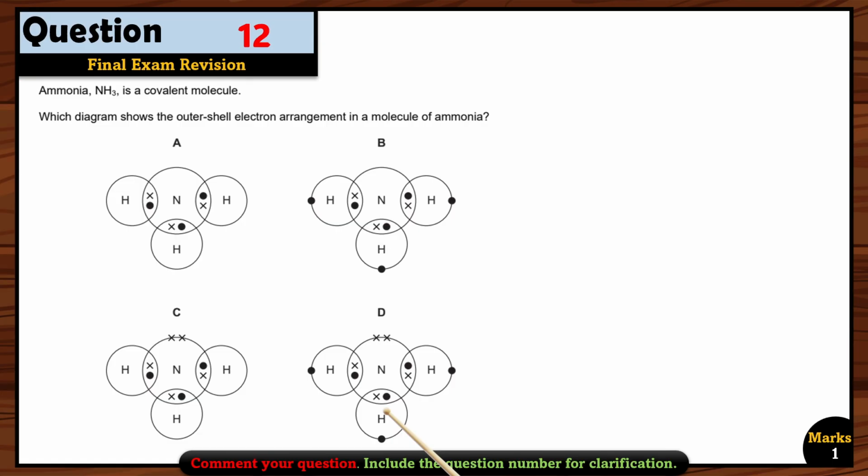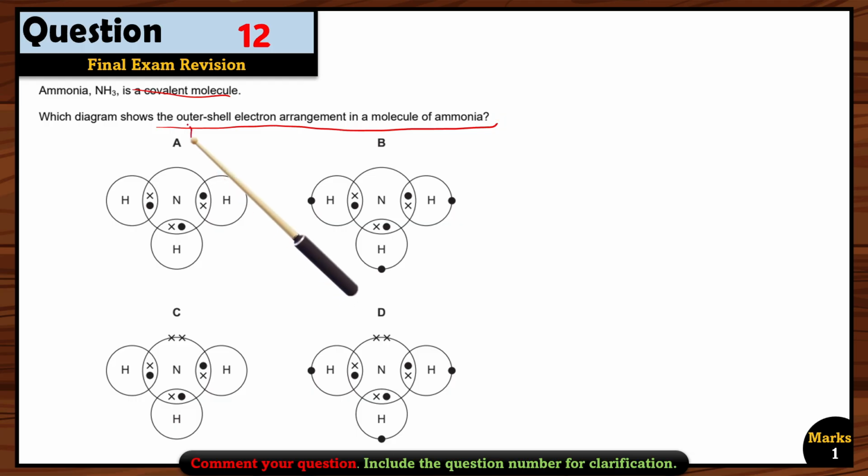Let's see this question. Question 12. Ammonia is a covalent molecule. Which diagram shows the outer shell electron arrangement in a molecule of ammonia? This question is a must question in an exam. Most of the students who make mistakes know how ammonia forms the bonding, but they forget about the electron pairs that are not involved in bonding.